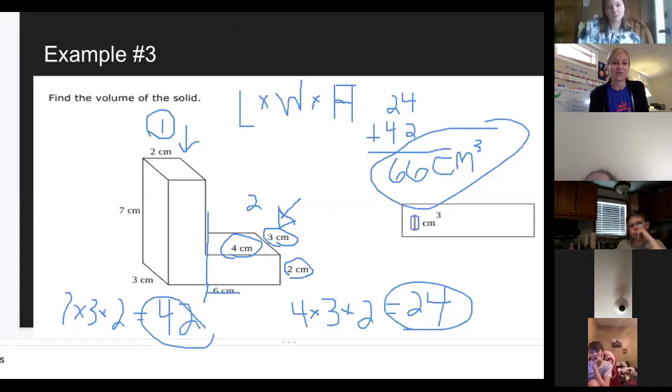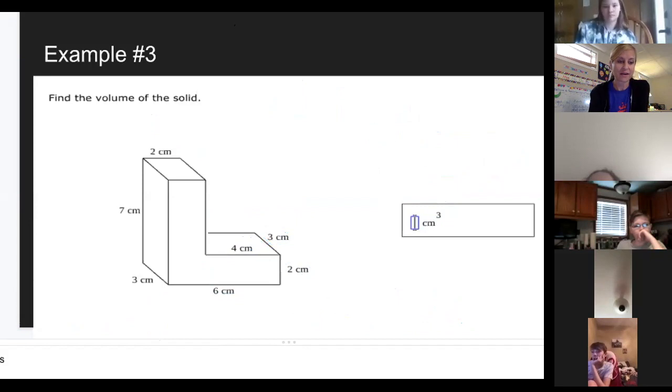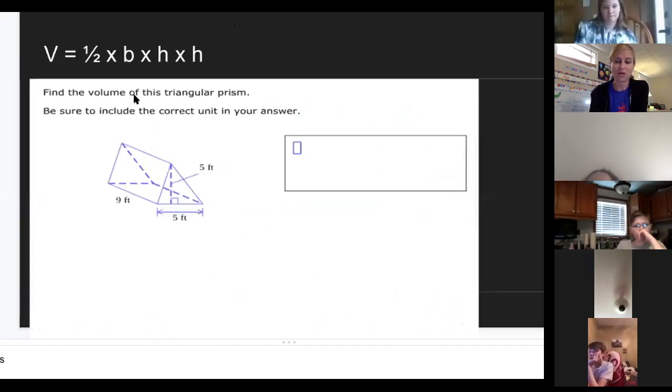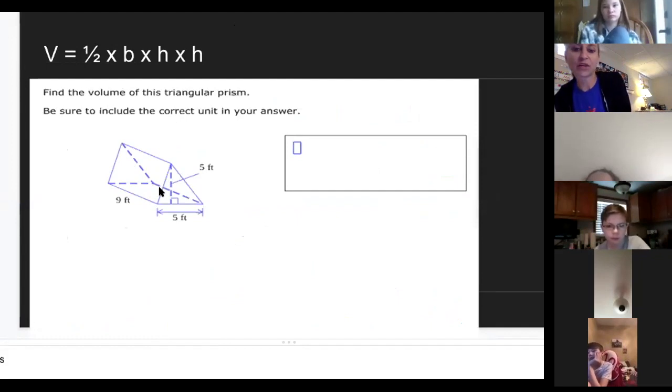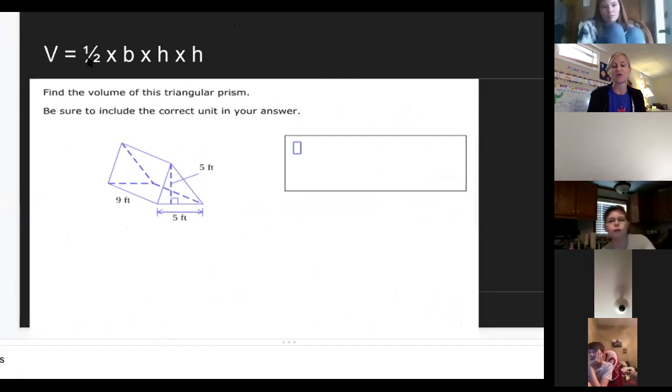Okay. All right. Now we'll do the last one. I hope this is okay, the way we're doing this. Maybe this will be more helpful when you guys are going to answer these. So this one is find the volume of the triangular prism. Be sure to include the correct unit. Since this one's a triangular prism, you have to use the area of the base times the height. So it's going to be 1/2 times base times height. So it's 1/2 times 5 times 5, and then times 9.